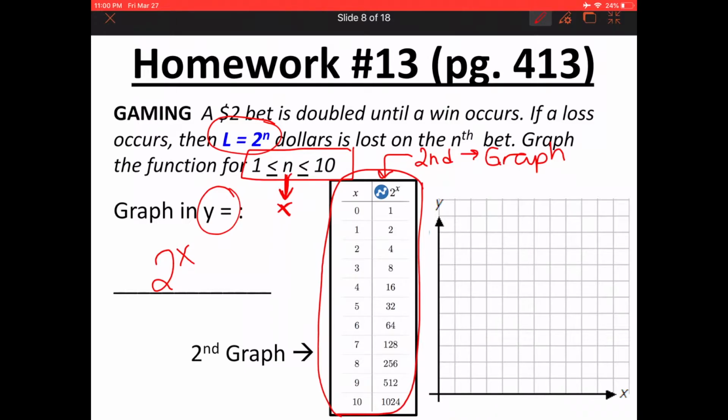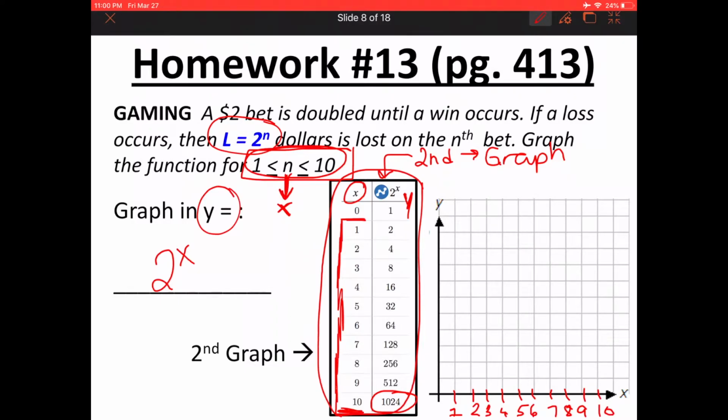Now, something that we do want to take a look at is how high these numbers go. This is my y column, this is my x column. And notice here on my x column, I'm going to want to go from 1 to 10, because that's what the directions say. On my x-axis, I can just do my normal skip counting by ones, 1, 2, 3, 4, 5, 6, 7, 8, 9, 10.